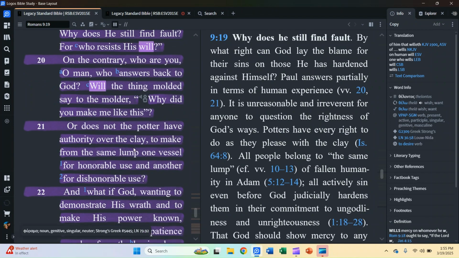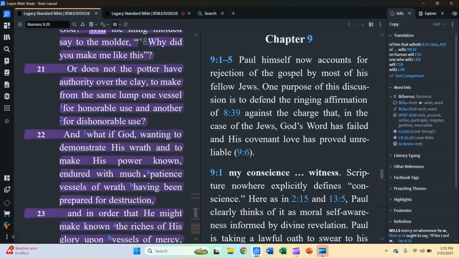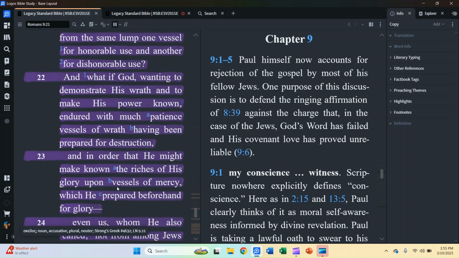Or does not the potter have authority over the clay to make from the same lump one vessel for honorable use and another for dishonorable use? What if God, wanting to demonstrate his wrath and to make known his power, endured with much patience vessels of wrath, having been prepared for destruction, and in order that he might make known the riches of his glory upon vessels of mercy, which he prepared beforehand for glory.